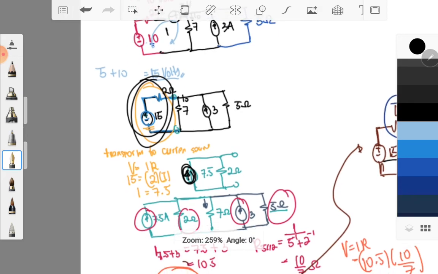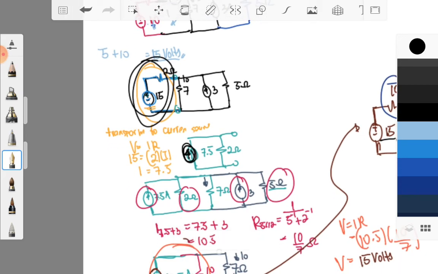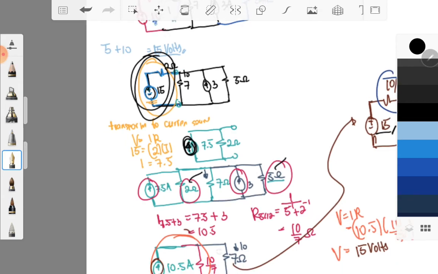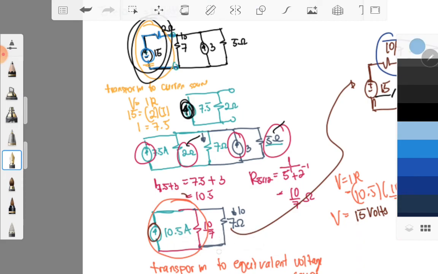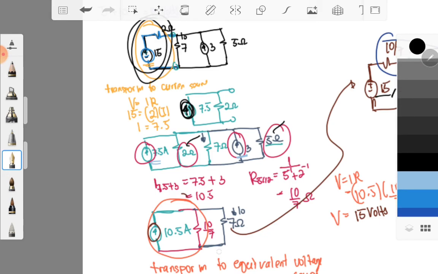So after that I evaluated this one, so 7.5 and 2 ohm, and then we made a parallel combination of your 5 and 2 ohms, and after that we add the currents 3 ampere and 7.5 ampere because they are additive. How will you know whether they are additive? If you make a loop and have a KCL here, you can see that these two are going into that KCL, therefore they are both positive.